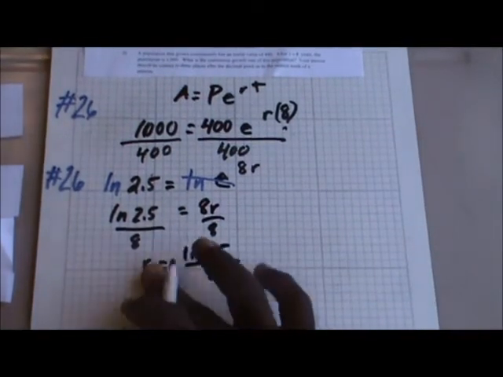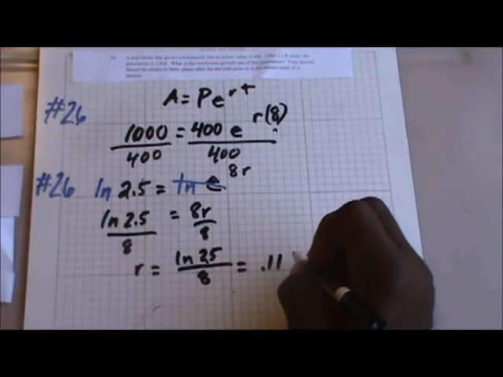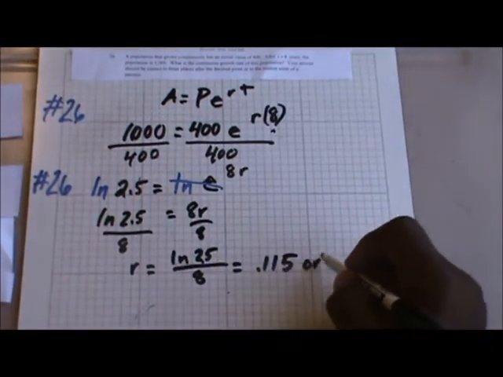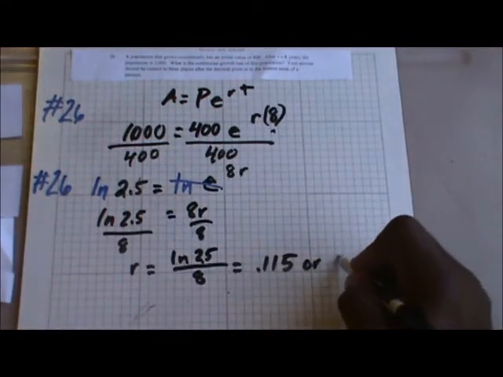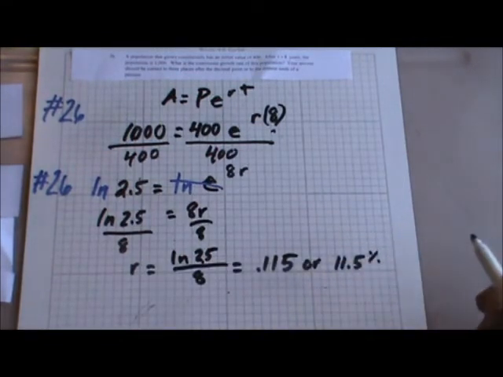All right, an R value of 0.11. It says 45, so we're going to go 0.5. Or it said write it to the nearest tenth of a percent. It would be 11.5%, which is another appropriate answer for that question.